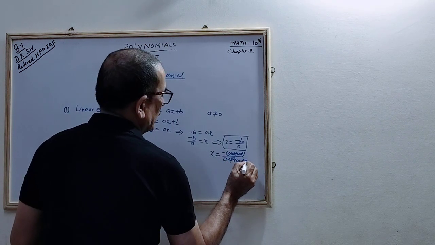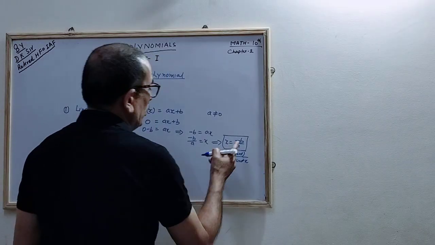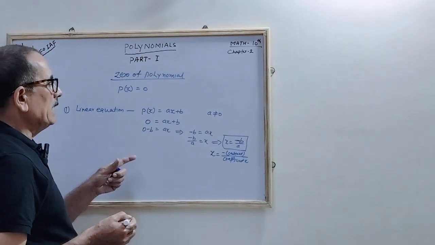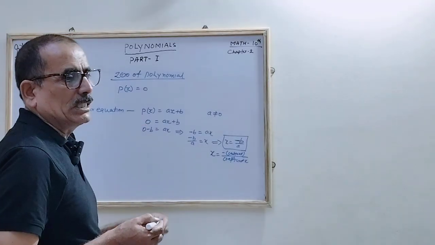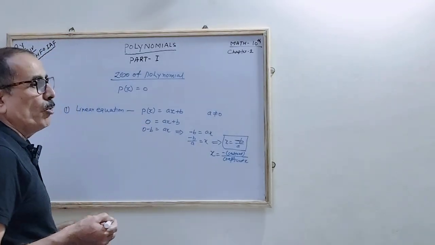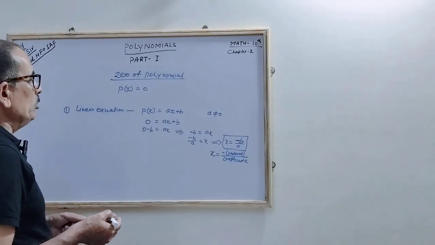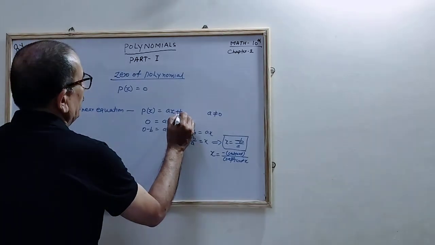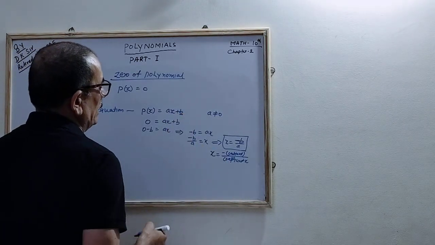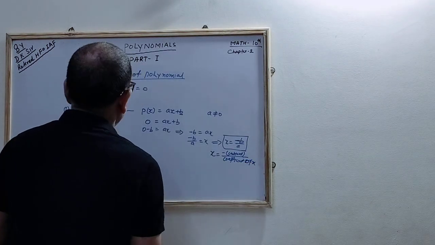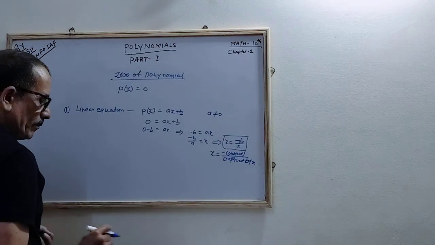of x, correct? You should understand, because sometimes you will find that b is a constant in the linear, but b will be the coefficient of x when we talk about the quadratic. So you should be quite alert that b is a constant, we are taking minus constant by the coefficient of x, correct? You understood?